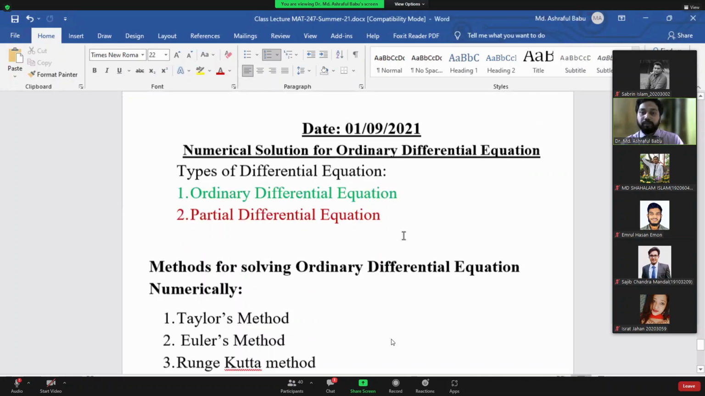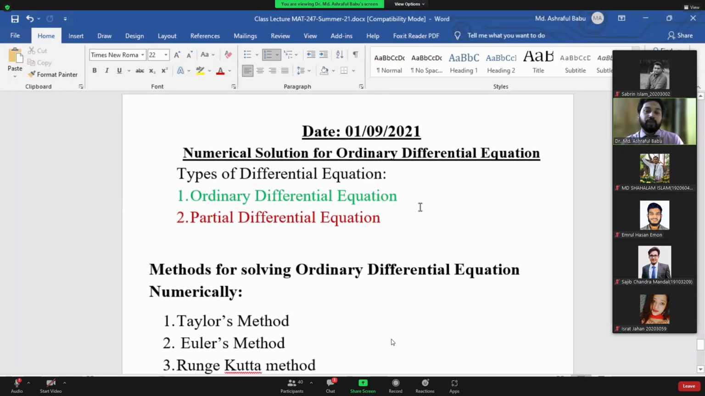So what is our topic? Our topic is how can we solve differential equation numerically, or ordinary differential equation numerically. You understand this point? What are we actually going to do? We are actually solving ordinary differential equations numerically. That's when we are talking about the numerical methods for solving ordinary differential equations.